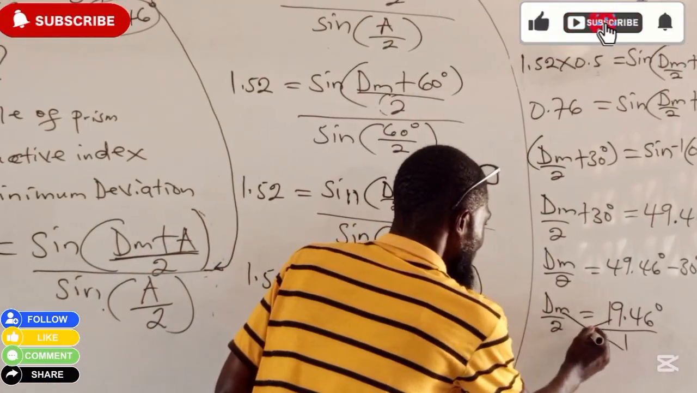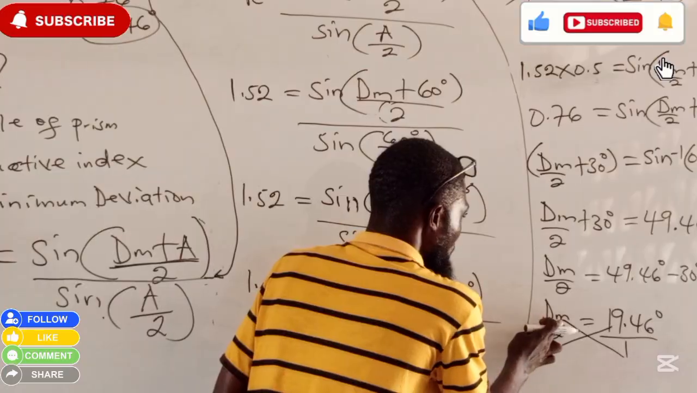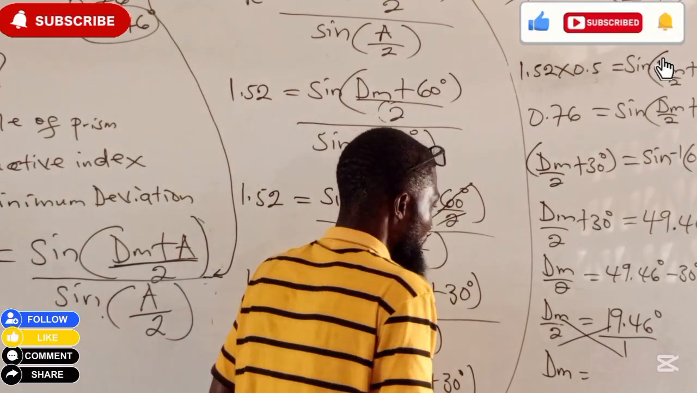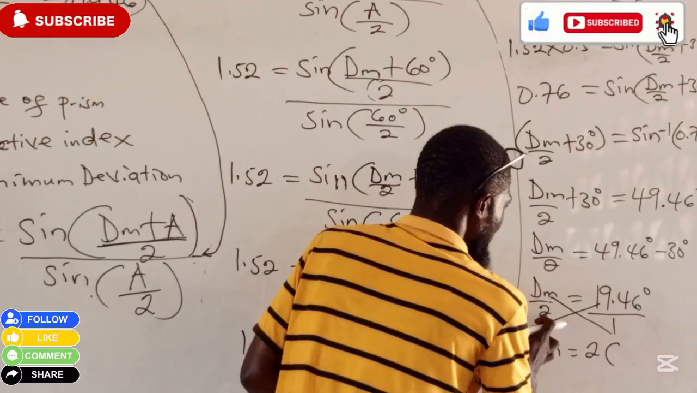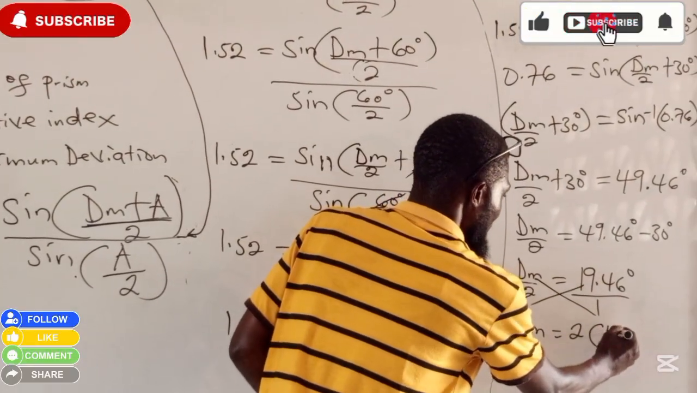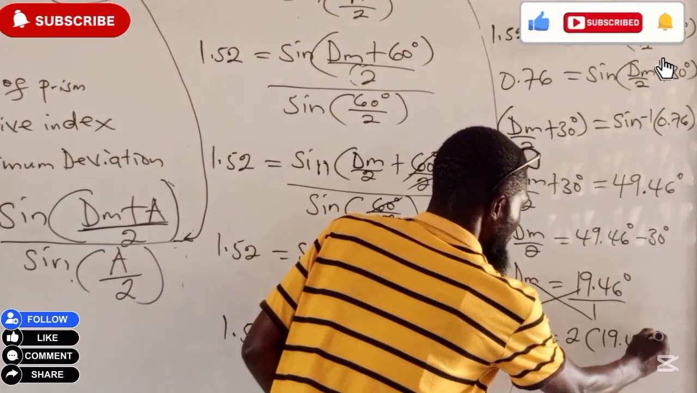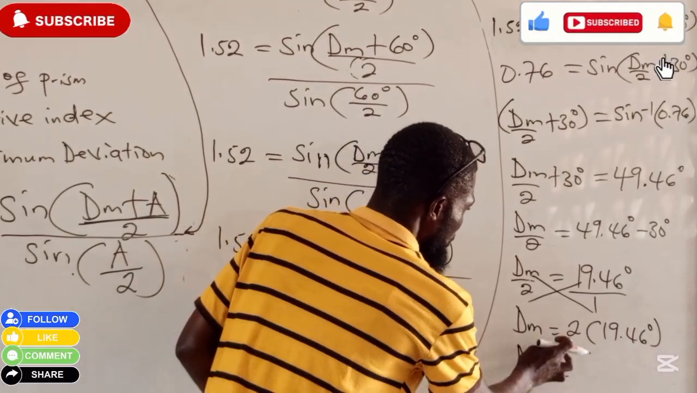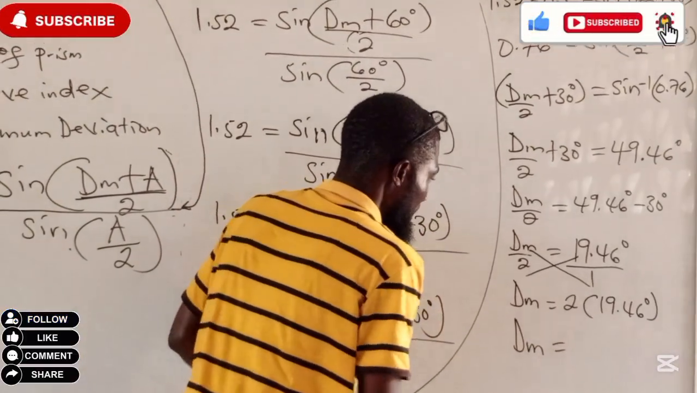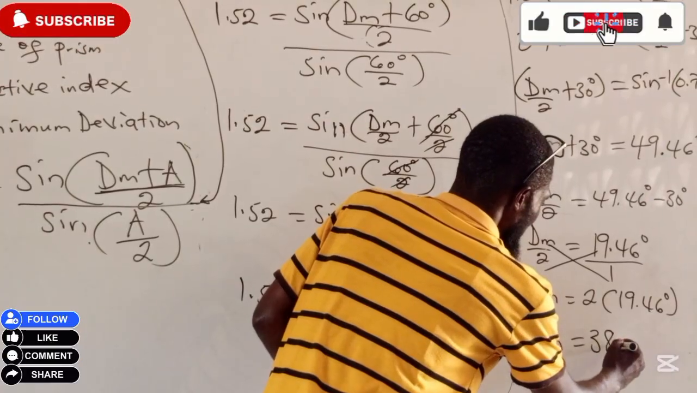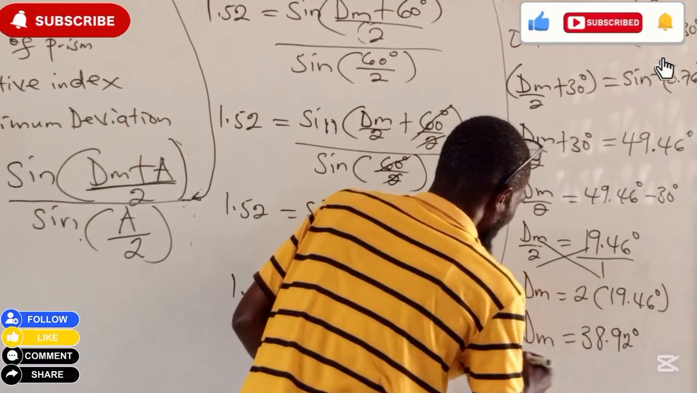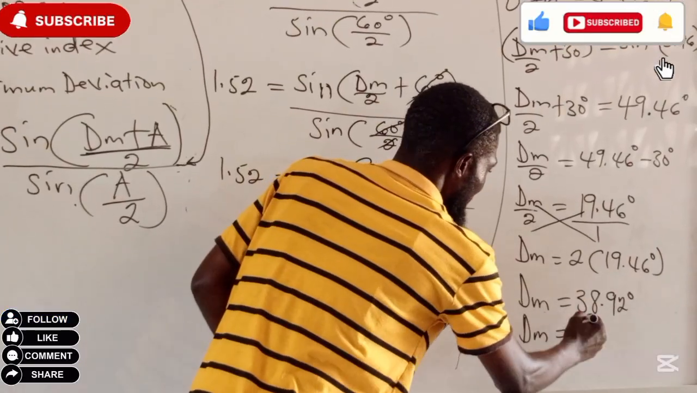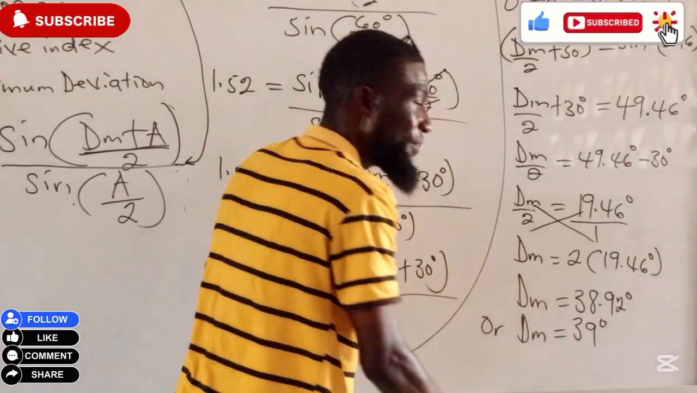So I cross multiply. The minimum deviation times 1 is the minimum deviation, which is the n, will be equal to 2 times 19.46 degrees. So the minimum deviation will be equal to 2 times 19.46 degrees, and we have 38.92 degrees. Or the minimum deviation, on rounding this, I will have 39 degrees.